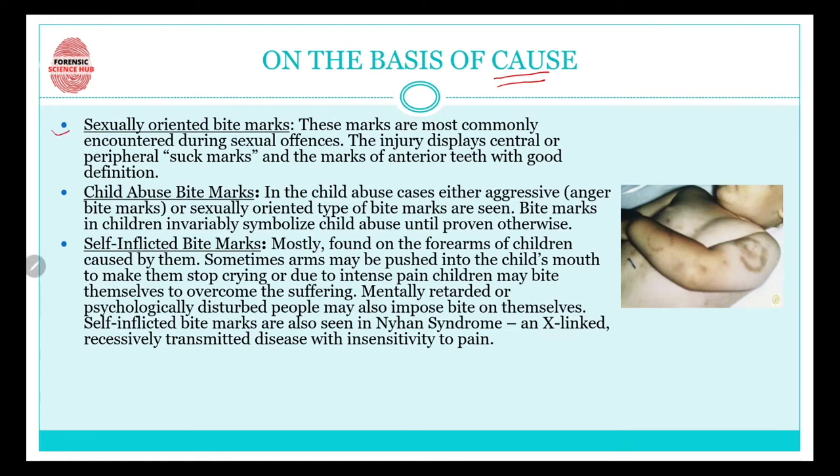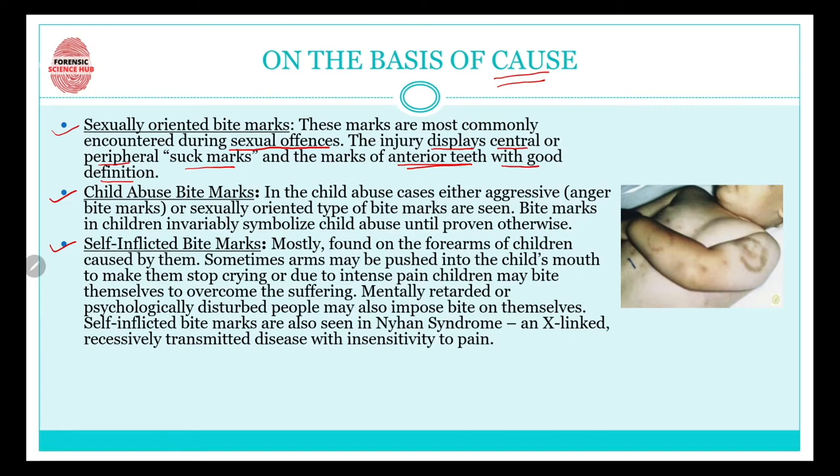They can be sexually oriented bite marks, they can be child abuse bite marks, or they can be self-inflicted bite marks. So first let's talk about sexually inflicted bite marks. These marks are most commonly encountered during sexual offenses. The injury displays central or peripheral suck marks and the marks of anterior teeth with good definition. So sexual oriented bite marks are seen in sexual assaults or sexual offenses. Here we get to see central or peripheral suck marks, and also the anterior teeth marks can be seen.